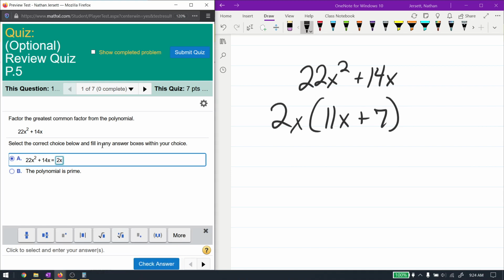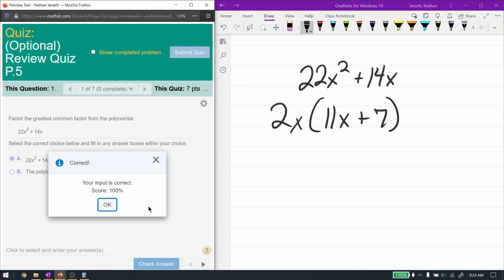Always take out a greatest common factor if possible. It will make the numbers easier to work with because they're smaller. And that's correct.